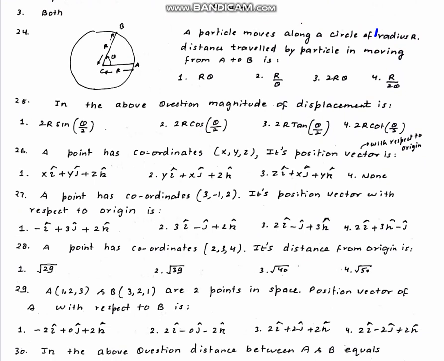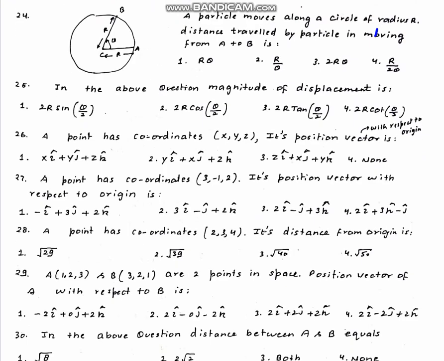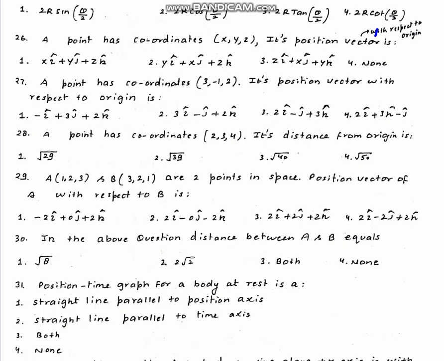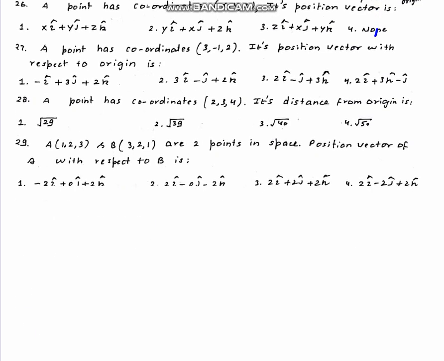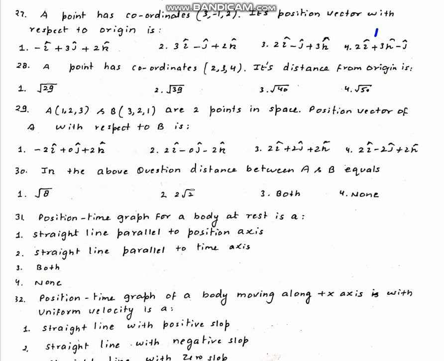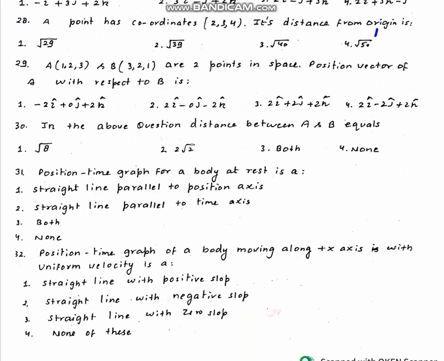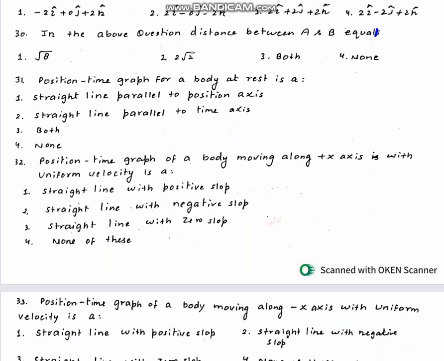Then we have a question based on circular motion, where a point moves from A to B in a circular motion, traversing angle theta: distance, displacement, their ratio. Then we have position vector of a certain point. Then we have distance from origin. Then we have position of one point with respect to another. Then we have the distance between them.